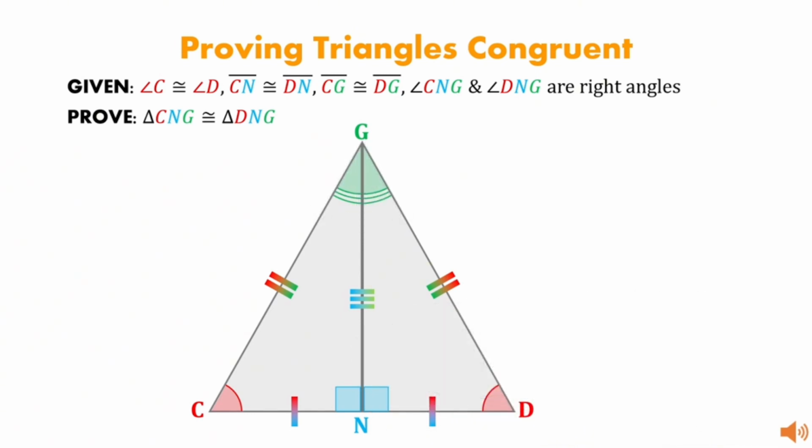Now we have 3 pairs of congruent corresponding sides as well as 3 pairs of congruent corresponding angles. Therefore, triangle CNG is congruent to triangle DNG by the definition of congruent triangles.